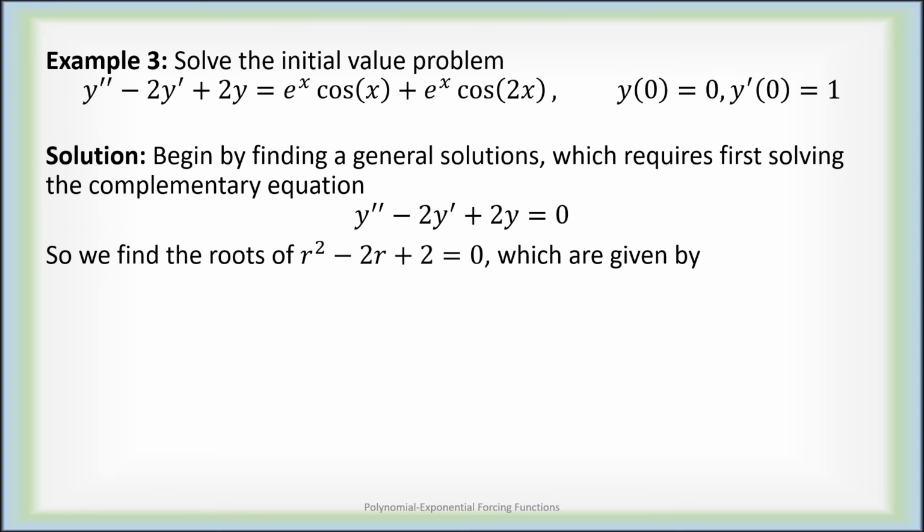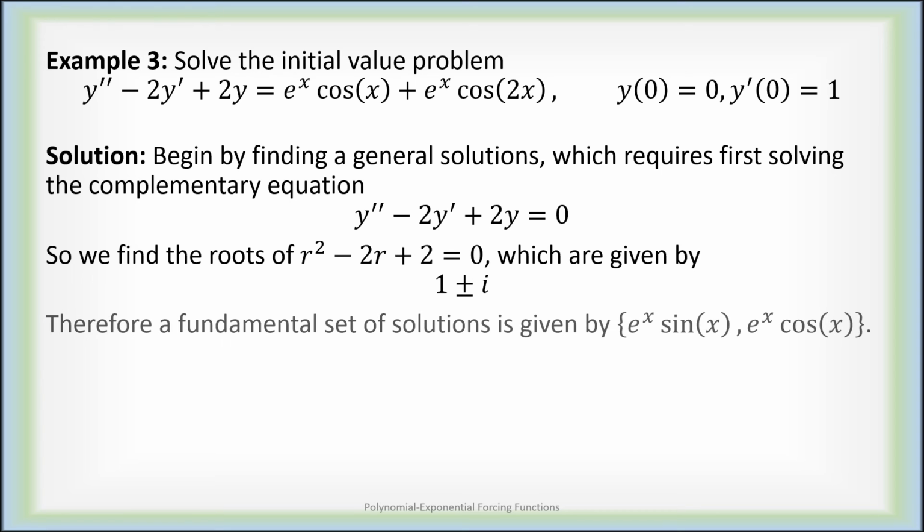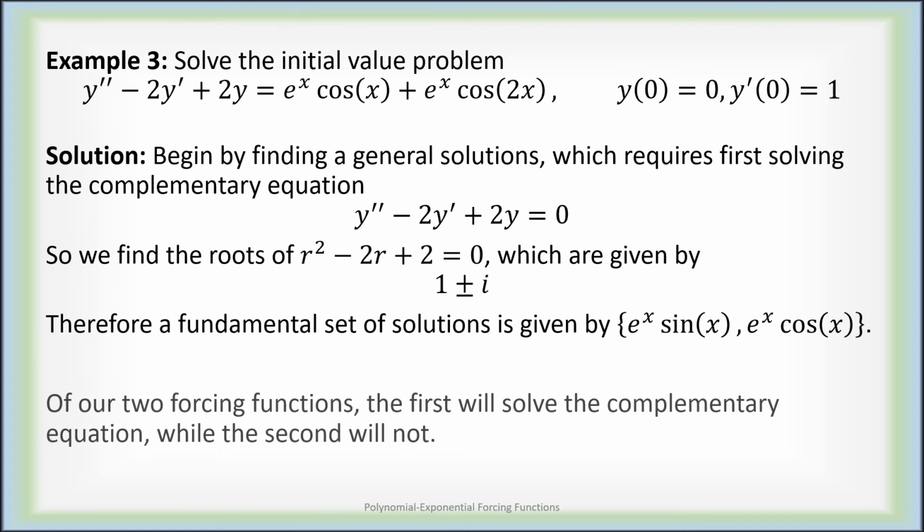So we've got to find the roots of the characteristic polynomial, r squared minus 2r plus 2 equals 0, which are given by 1 plus or minus i. Okay, the quadratic formula will spit this out for you quite directly. So a fundamental set of solutions is given by e to the x times the sine or cosine of x.